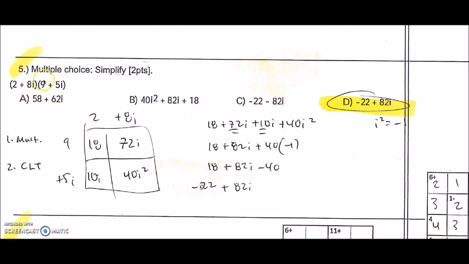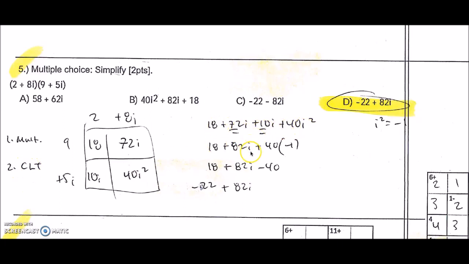Question number 5, it says simplify, so you have 2 sets of parentheses. Inside here in the parentheses, there is no plus or minus, so it is multiplication. You have a binomial times a binomial. And then to do that properly, you're doing the FOIL, or I'm doing this box or area model here. You're multiplying first. So 9 times 2 is 18, 9 times 8i is 72i, 2 times 5i is 10i, and 5i times 8i is 40i squared. Then you're going to combine like terms there.